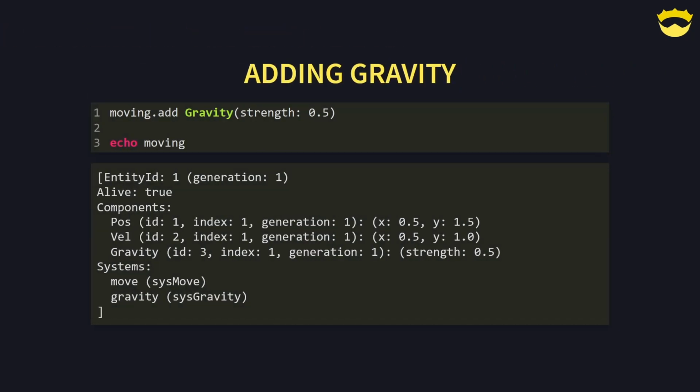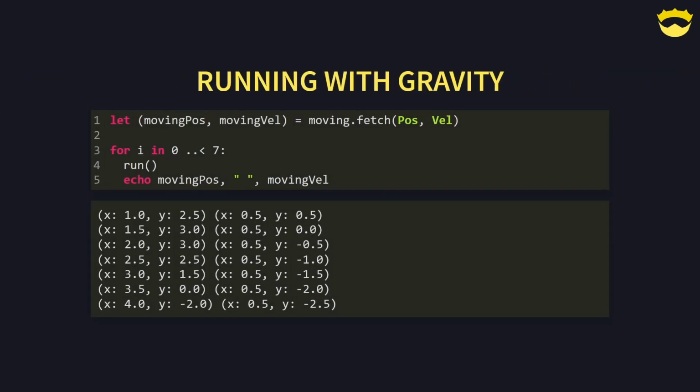Next we're going to add gravity. When we do this, we can see that the entity is now part of the gravity system. Let's run this and see what happens. Before we do that, we're going to fetch the position and velocity components. When we do this, you get an instance, which is kind of like a reference, but it's not garbage collected. It's basically an index into the storage. So it's nice and quick to use, but there's lots of sugar to make it act like it's a kind of original object.